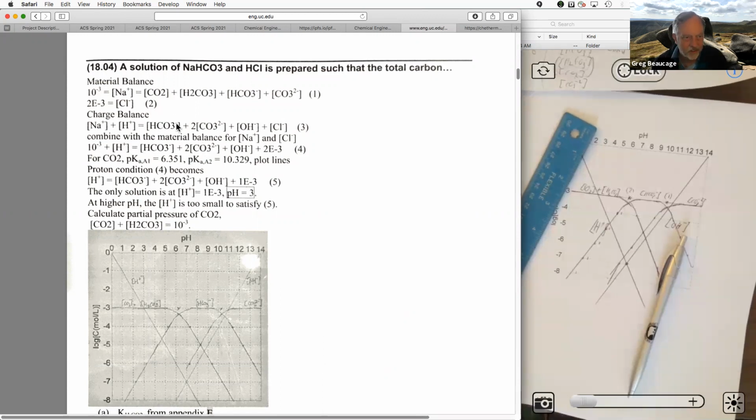Let's see, what does he say? The charge balance, combined with the materials, this is a proton balance. Then these terms drop out. So the 2 from the Cl and the 1 from the sodium cancel each other. So you get a 1 term.